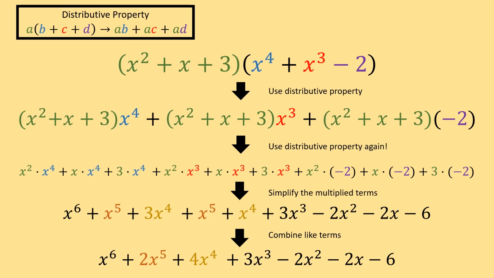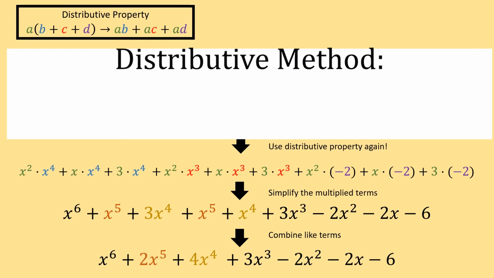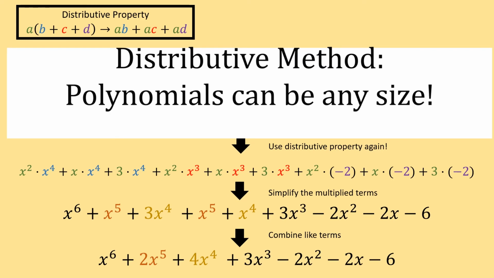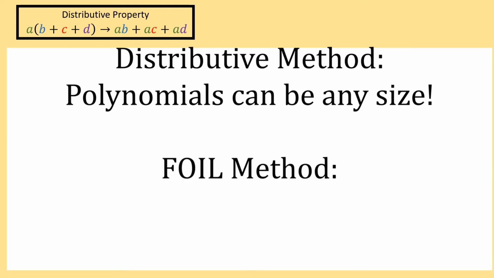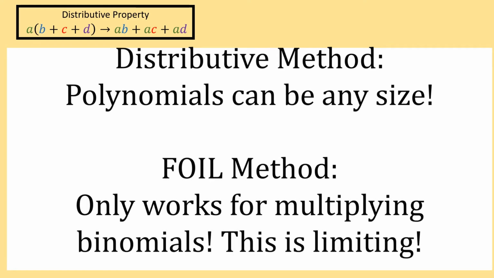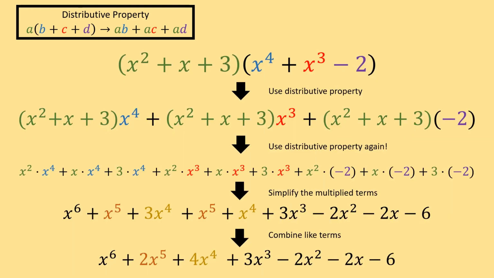Now, the beautiful thing about this method is that it can be used with any size polynomials. In other words, if you remember, when you're taught how to use FOIL in a classroom, that's when you're multiplying two binomials together. And you can't use FOIL the moment one of your polynomials isn't a binomial. In other words, if I have more than or less than two terms within one of my polynomials, I can't use FOIL.